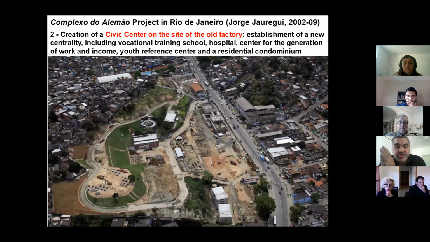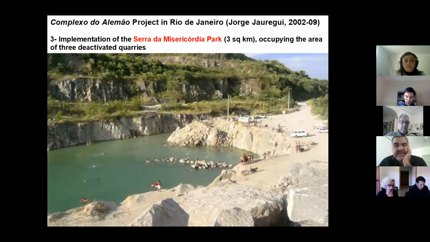Jorge Mário Jauregui also created a civic center on the site of an old factory that was not in use anymore, establishing a new centrality, including vocational training school, hospital, center for the generation of work and income, youth reference center, and a residential condominium. He implemented a park occupying the area of 3 deactivated quarries. We are talking about 3 square kilometers.